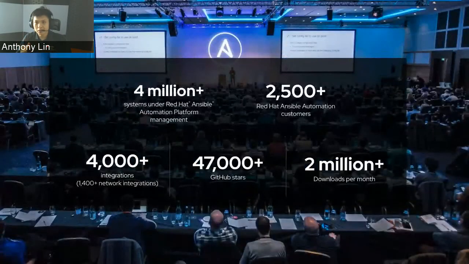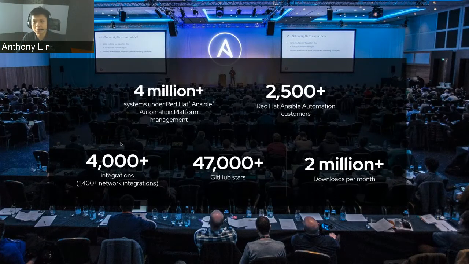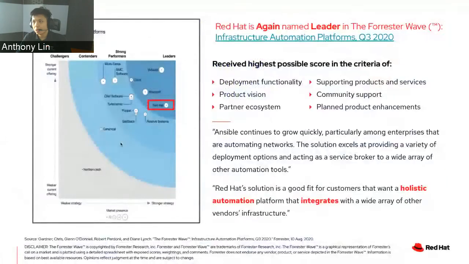So some of the statistics that you will see today: we have more than 2,500 Ansible Automation customers across the world, more than 4 million systems under management, and more than 2 million downloads a month. So more than 4,000 integrations that you will see as well. Those are the modules that I'm referring to earlier.